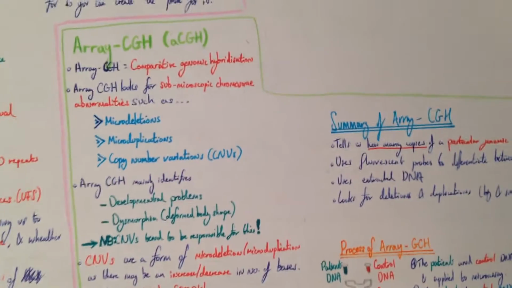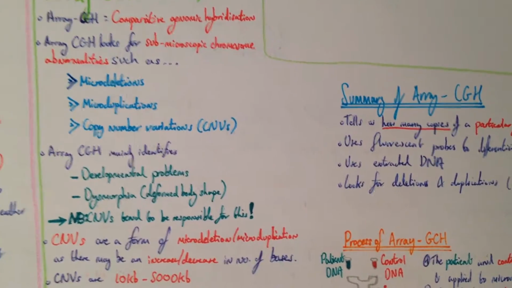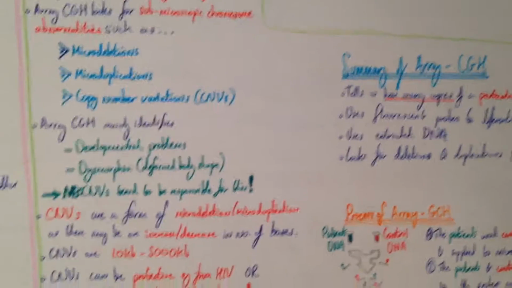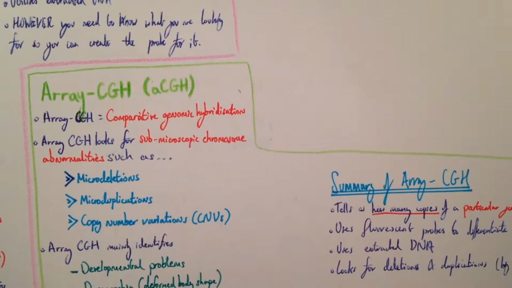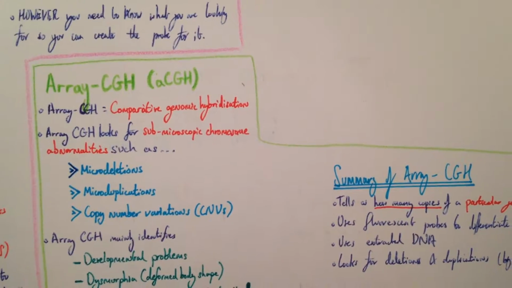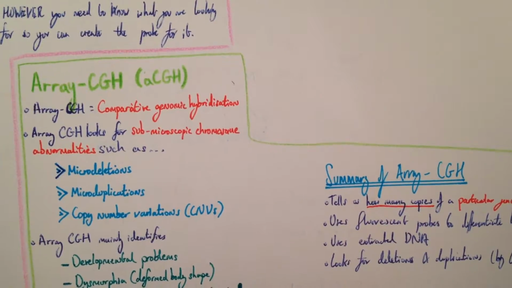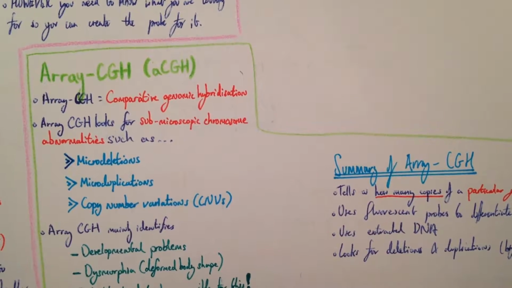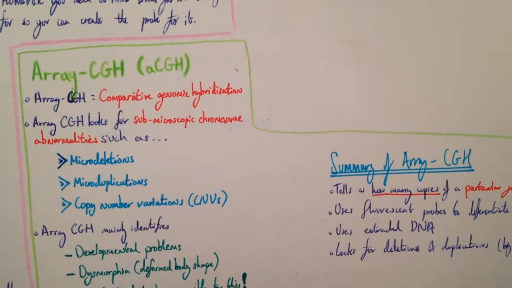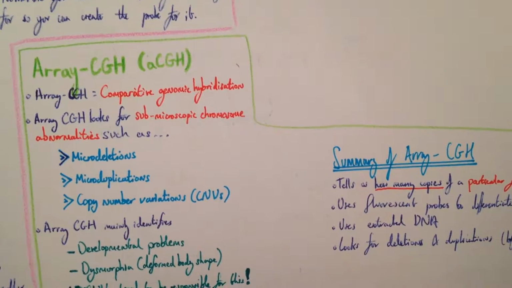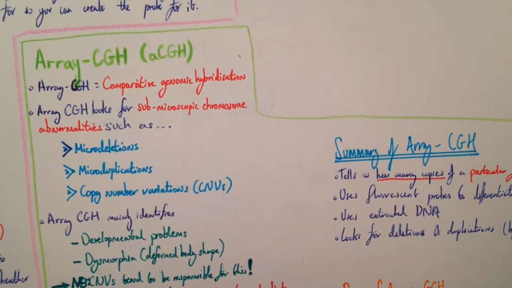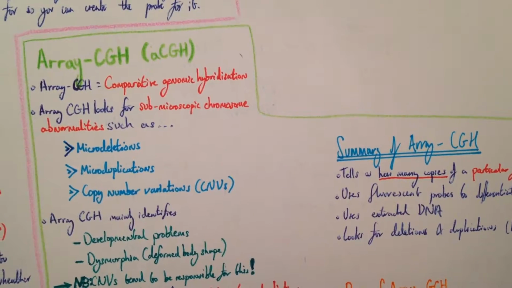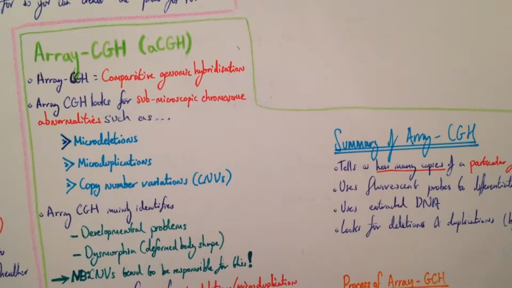We then go on to the final investigation for cytogenetics. It's called Array CGH, or aCGH. Array CGH stands for Array Comparative Genomic Hybridization. Array Comparative Genomic Hybridization looks for microscopic chromosome abnormalities such as microdeletions, microduplications, and copy number variations.